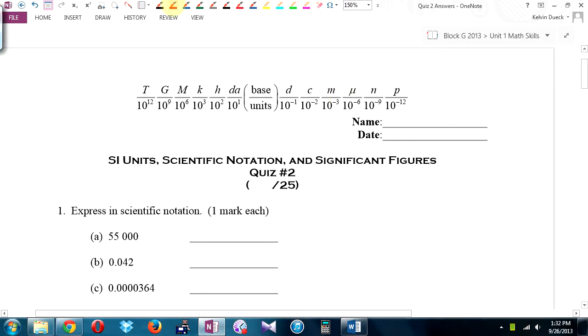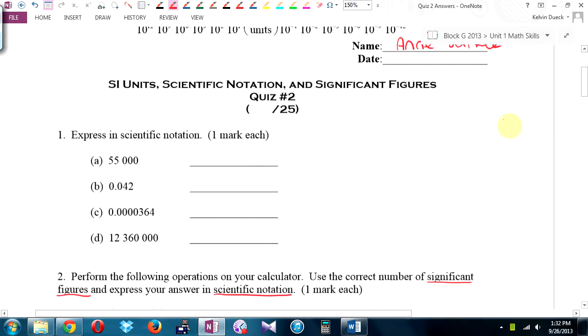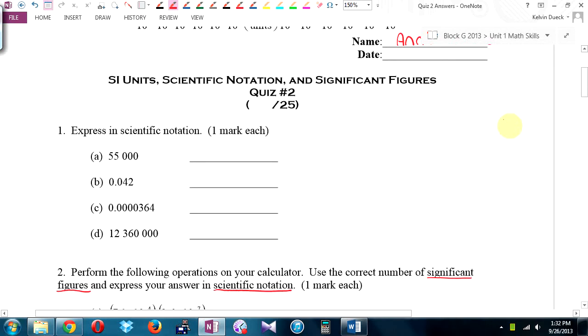So mark your own quiz. We'll give, of course, my favorite student, good old Anne. She gets everything right. Anne Serkey. It's amazing. 1 mark each.